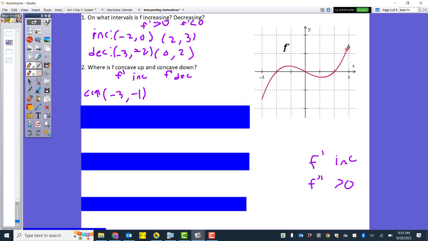All right, so looking for where it's increasing. We have increasing from here to here, so that's the -3 to -1, and then from 1 to 3. Decreasing, or concave down, is going to be right here in the middle, from -1 to 1. Okay?